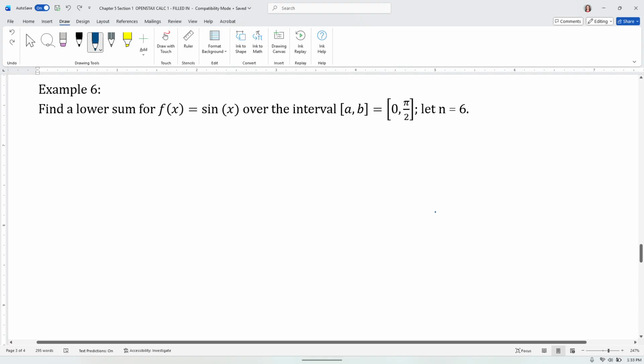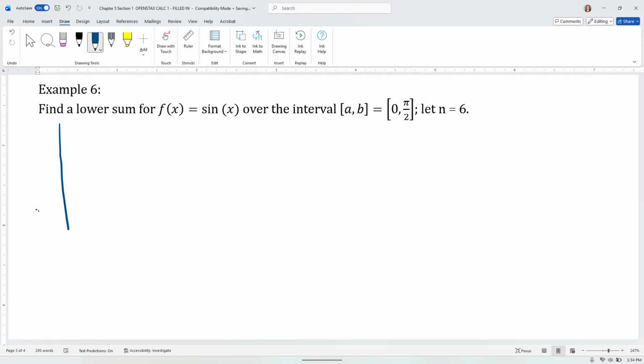First, I'm going to zoom in to the graph of sine, and I'm just going to show you a picture of it from 0 to pi over 2. So sine of 0 is 0. Sine of pi over 2 is 1 right here. Okay. Sine of pi over 4 is root 2 over 2.